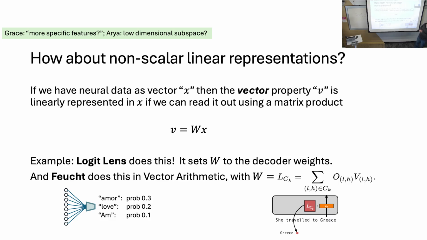So who asked this? Oh yes, Grace asked about this, and Arya asked about this. Okay, Grace, what was your question? My question was about the sentiment paper, saying we found a singular direction for sentiment. And then the neural network is happy if this is a big number and sad if it's a low number, right?